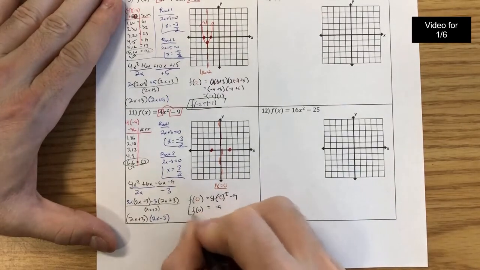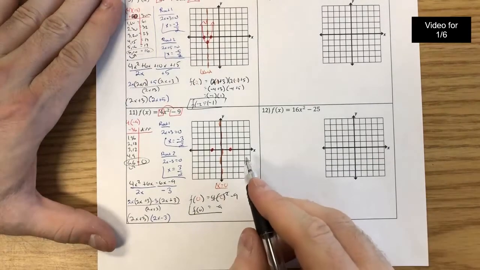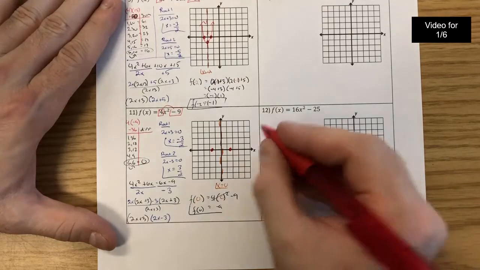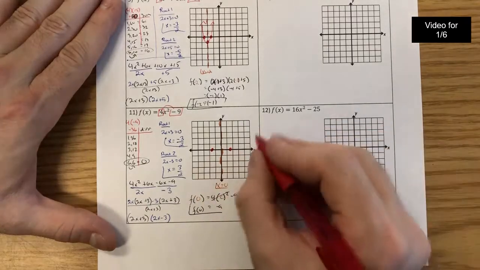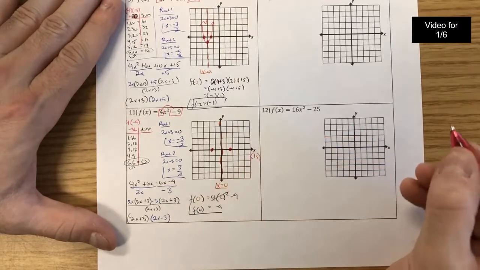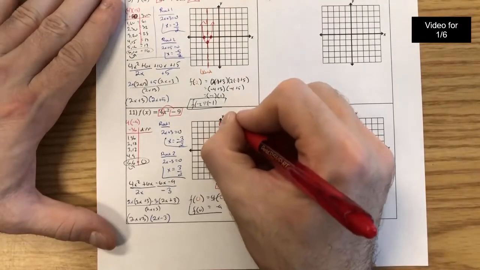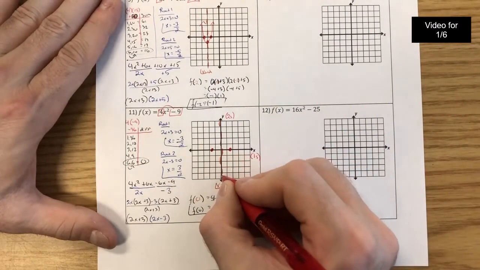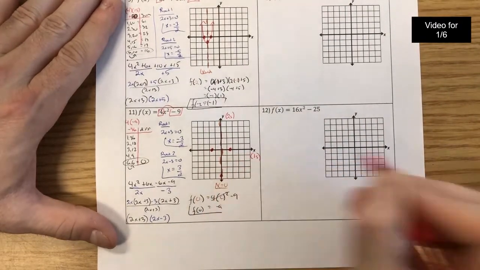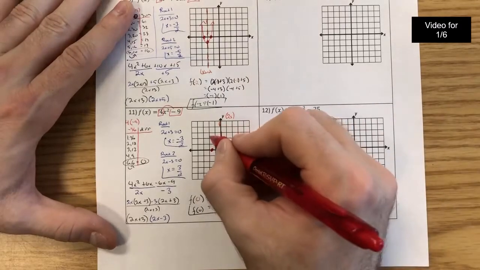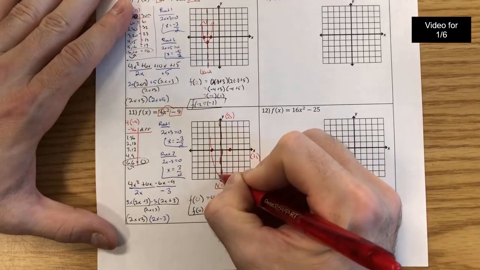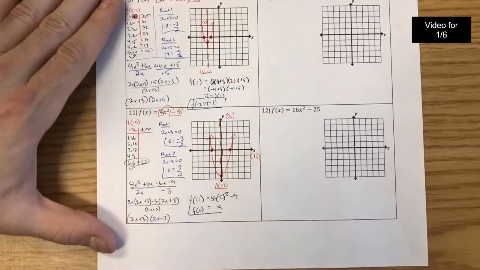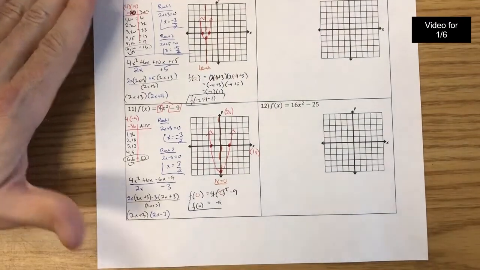F of 0 is -9, which, unfortunately, on my 1-by-1 graph, I'm going to have to change things up a little bit. I've already graphed my x's, so my x is going to stay by 1s, but in order to fit my y on there, I'm going to have to make my y by 2s. So now it's 2, 4, 6, 8, 9. There we go. Perfect. And there we go.